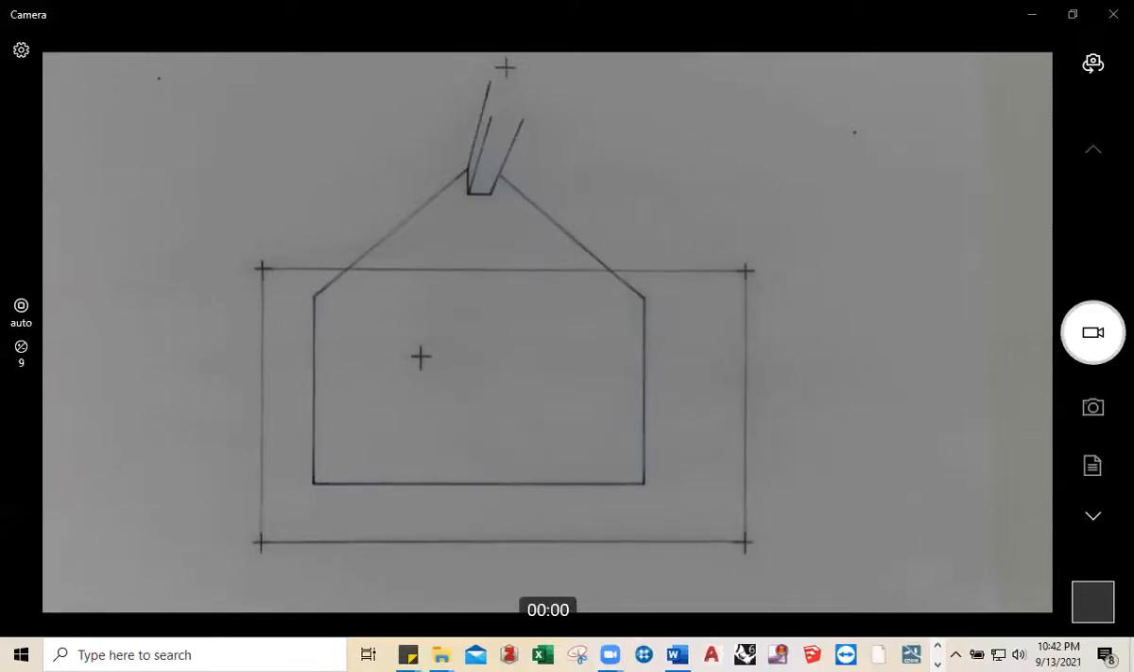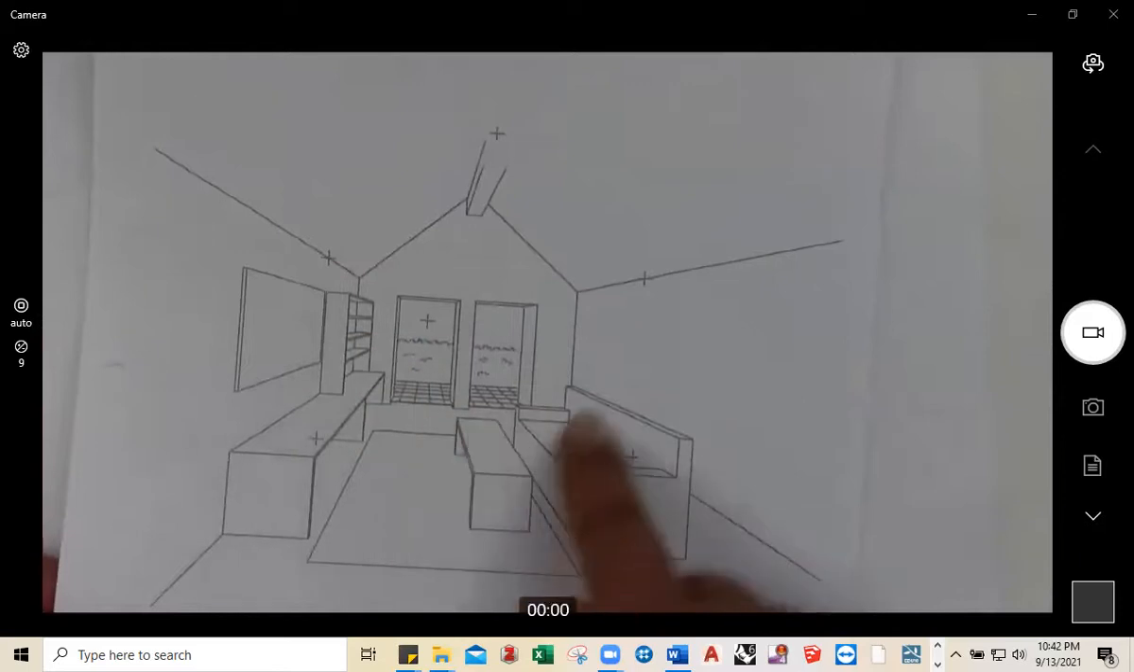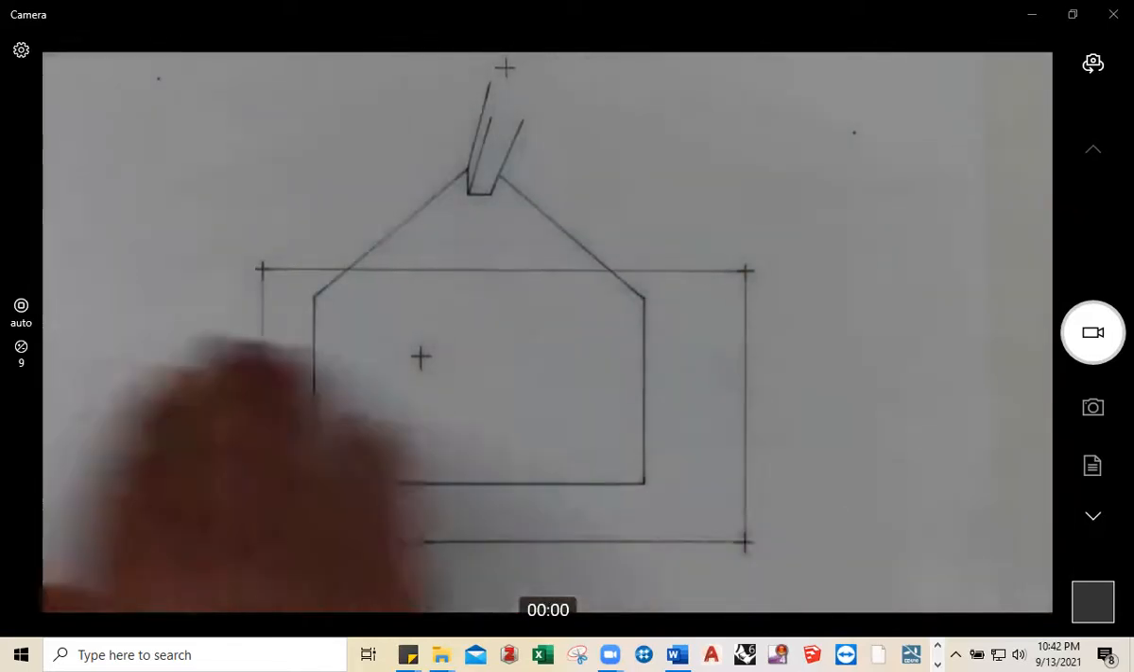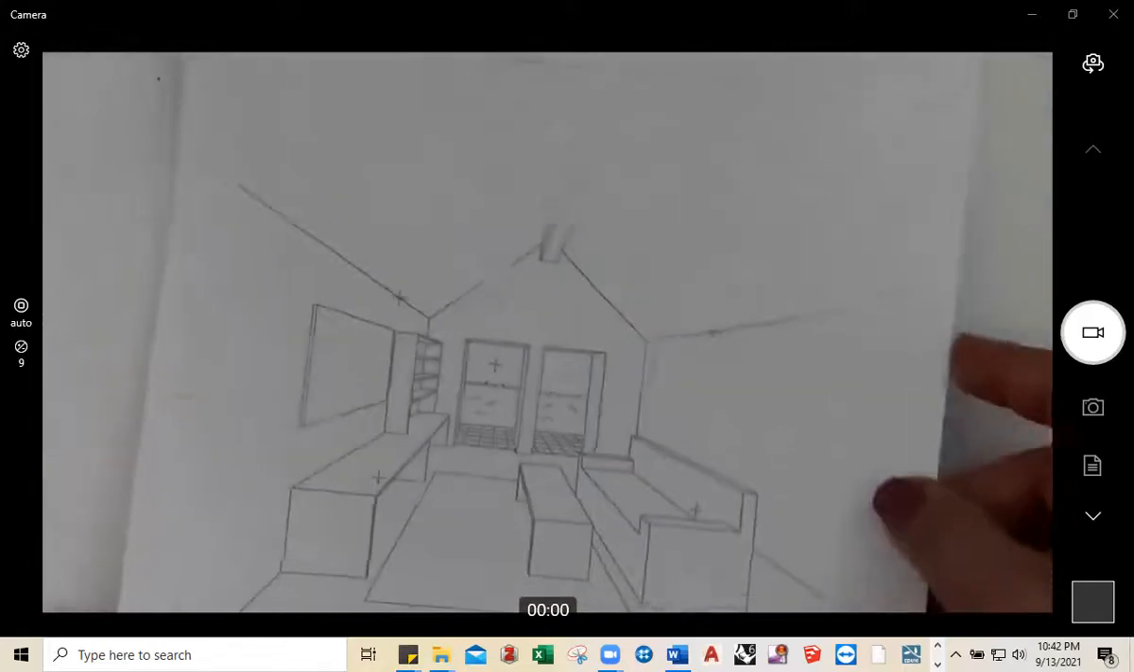Hello, everyone. Welcome back. We're going to continue working on 1-point perspective. Now that we have our back wall, our picture plane, and our points, you should have your horizon line. You should be able to see that on your third sheet. This is our third sheet of trace here.